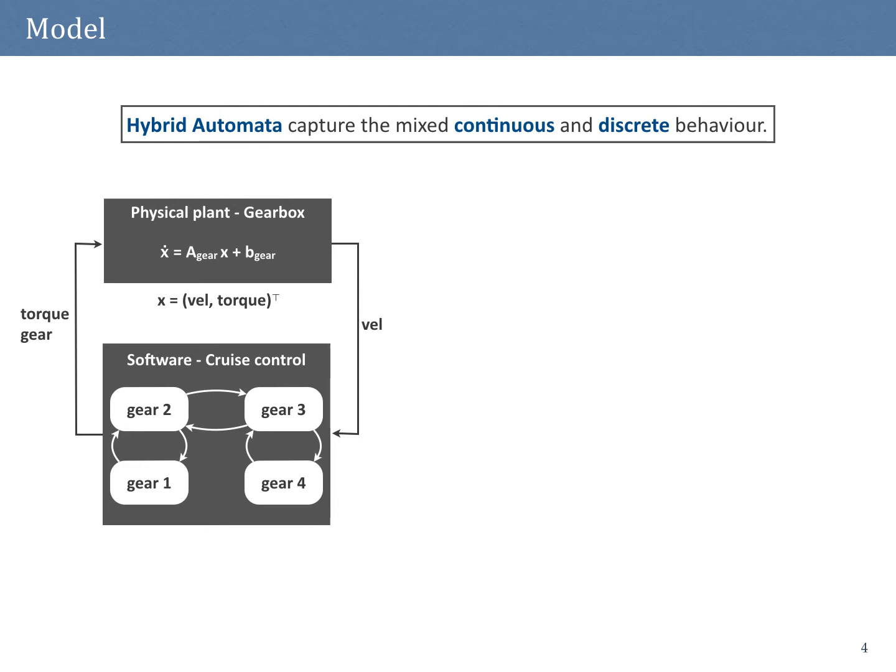Here we have a cruise control interacting with an automatic gearbox, whose goal is to set the velocity of the vehicle to that of a user-specified velocity. The gearbox receives the torque from the engine and appropriately sets the velocity depending on the current gear. The cruise control receives the current velocity and automatically sets the gear.